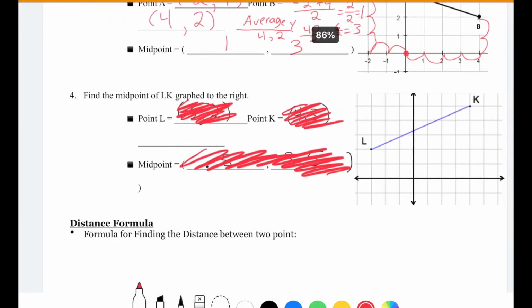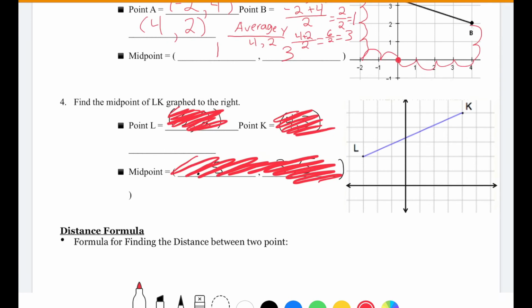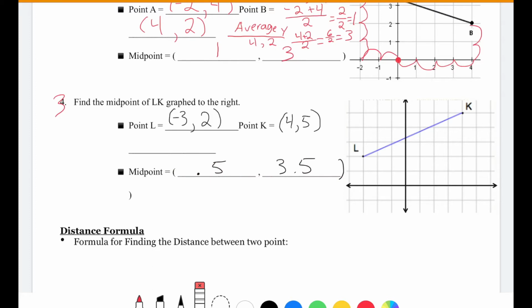So if you will, pause the video and attempt number 4, or technically number 3 example. So you should have gotten negative 3, 2, and 4, 5 as your points. And as your midpoint, you should have gotten 0.5 and 3.5 as your midpoint.